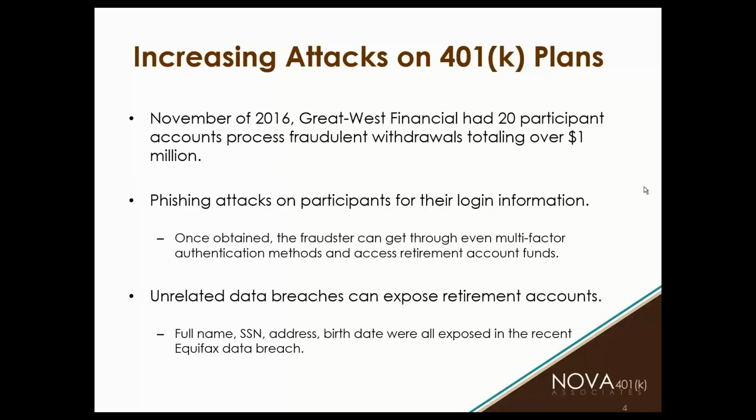Okay. So this information is a little bit dated, but I got another example for you. In November of 2016, Great West Financial, otherwise known as Empower, reported that they had 20 participant accounts process fraudulent withdrawals totaling over $1 million. These attacks have only increased in frequency and scale since then. And if you notice, it's only 20 accounts, but it's over $1 million in lost funds.